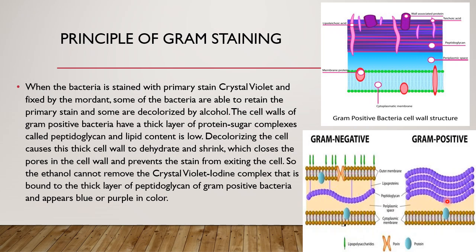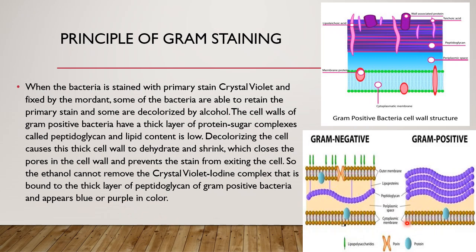It prevents the stain from exiting the cell. As a result, the purple stain which is present over here cannot move outside, it will get trapped inside the cell itself, and it still remains purple in color. That is, it does not get decolorized. So the ethanol cannot remove the crystal violet iodine complex that is bound to the thick layer of peptidoglycan of gram-positive bacteria, and it appears purple or blue in color. Yes, so that is what happens here.